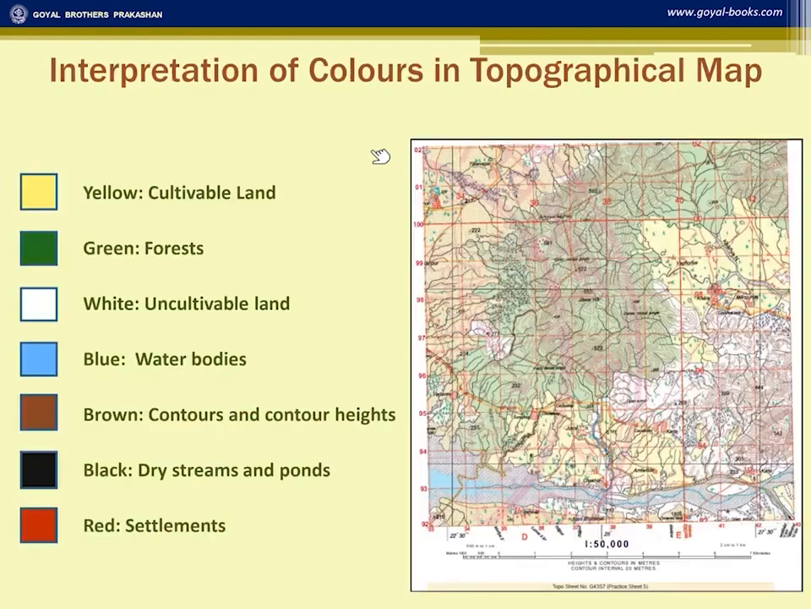Now, have you ever seen a survey sheet in black and white? No, because the colors are most important in a survey sheet. The yellow, for example, yellow shows the cultivable land, yellow in the survey sheet. Green signifies the forest areas. Now, they are also known as yellow wash and green wash in the questions that would be asked in your board exam. White signifies the uncultivable land. Uncultivable land means it is rocky, it is not fit for cultivation.